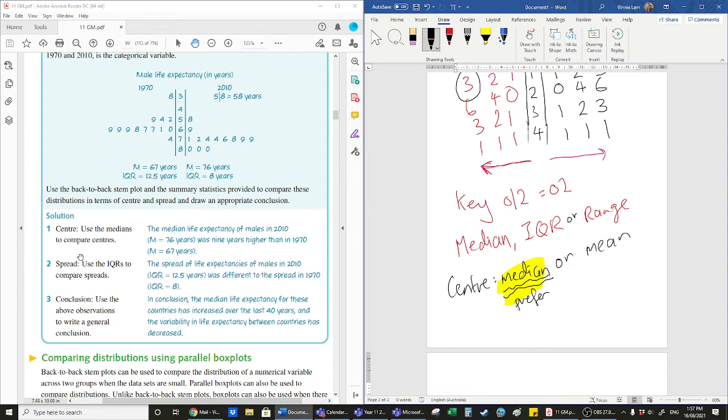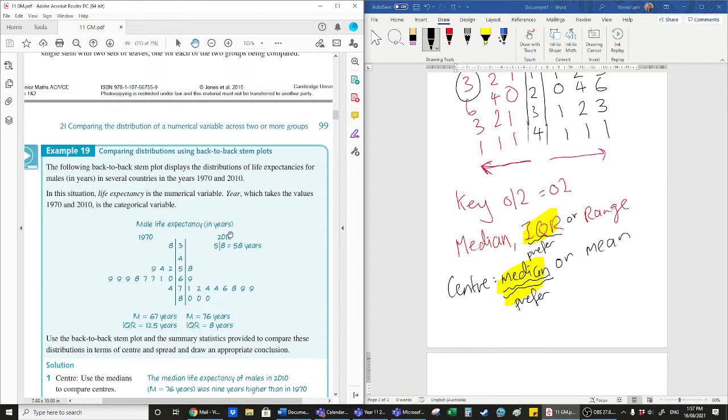The next one was spread. For the spread, you can talk about the range or the IQR depending on which information is given to you. And once again, we do prefer the IQR. But we will not mark you wrong if you talk about the range, but we do prefer the IQR.